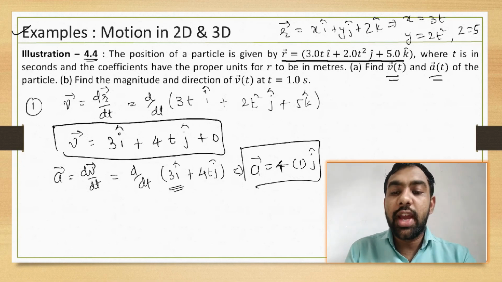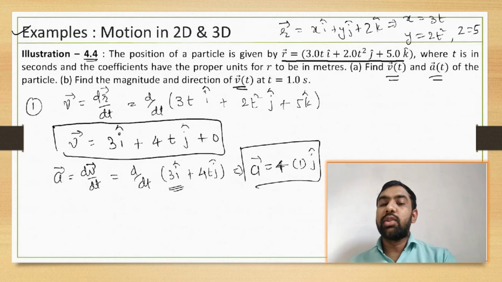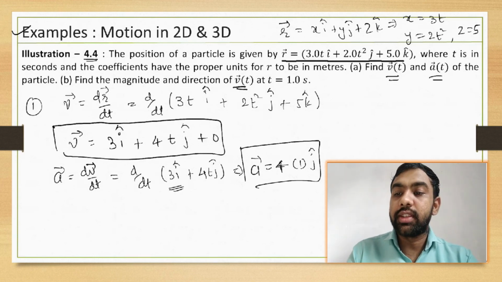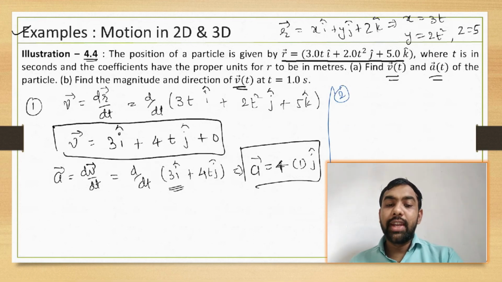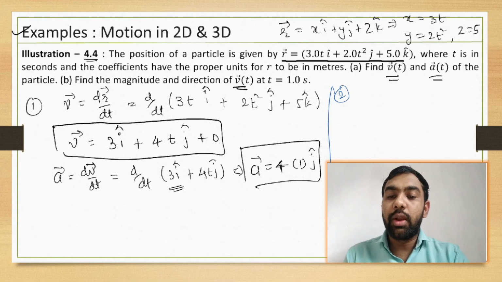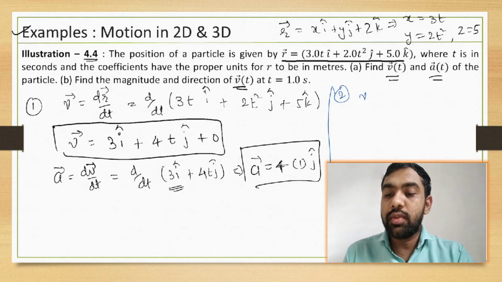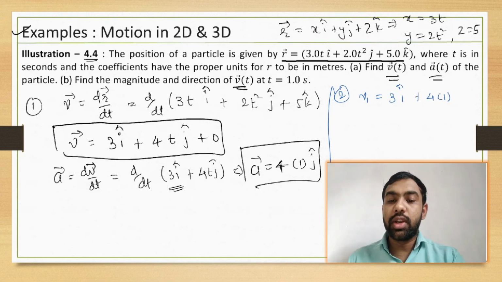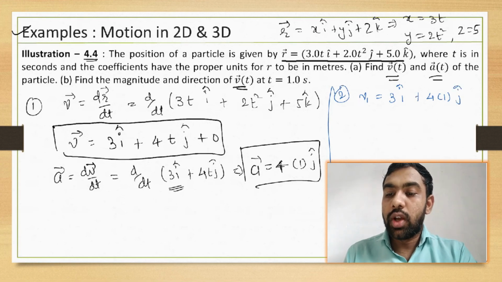Now find the magnitude and direction of velocity at t is equal to 1 second. To second find karte hain chalo. Find the magnitude of velocity at t is equal to 1 second. So what is v1? So v1 is equal to 3i plus 4, t is replaced by 1, so 4 into 1 into j. So answer ho gaya 3i plus 4j. That is velocity at 1 second.